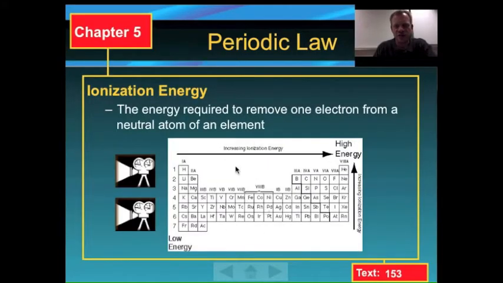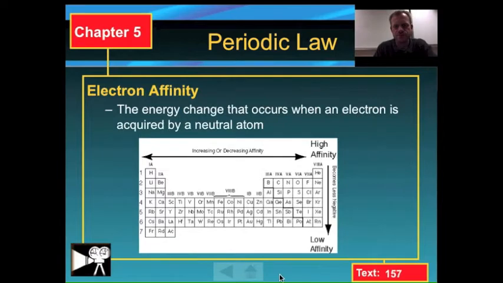This chart here shows you the overall trend. This might be something good to jot down in your notebook. Next we have electron affinity, which is the energy change that happens when an electron is acquired, or when the atom gains an electron. Again, short video clip, and I would jot down this graphic in your notebook.